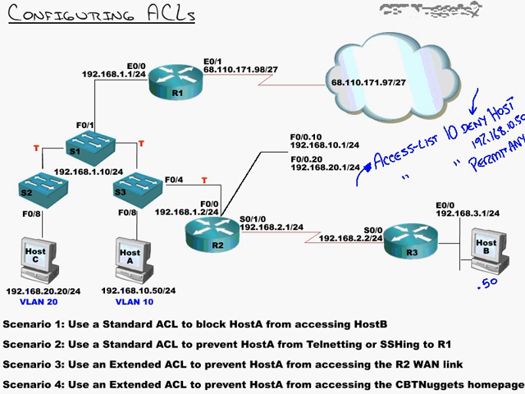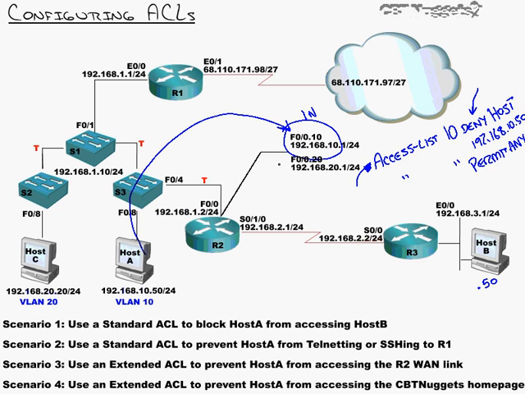Host A right here is going to be accessing host B. There's four different places that we could apply this. We could apply it as host A comes in to its default gateway. This is a valid place to apply that access list. I could apply it on FastEthernet 0/0.10 inbound.